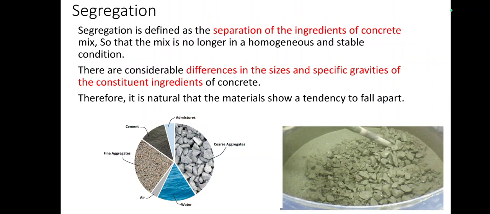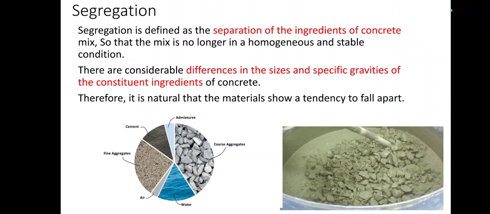So why is this segregation happening? Concrete is made up of different materials which have different specific gravity. For example, aggregates have a different specific gravity, and cement has a different specific gravity. Sand and coarse aggregate also differ. With this different specific gravity, if you make a concrete, it has a tendency to separate out.